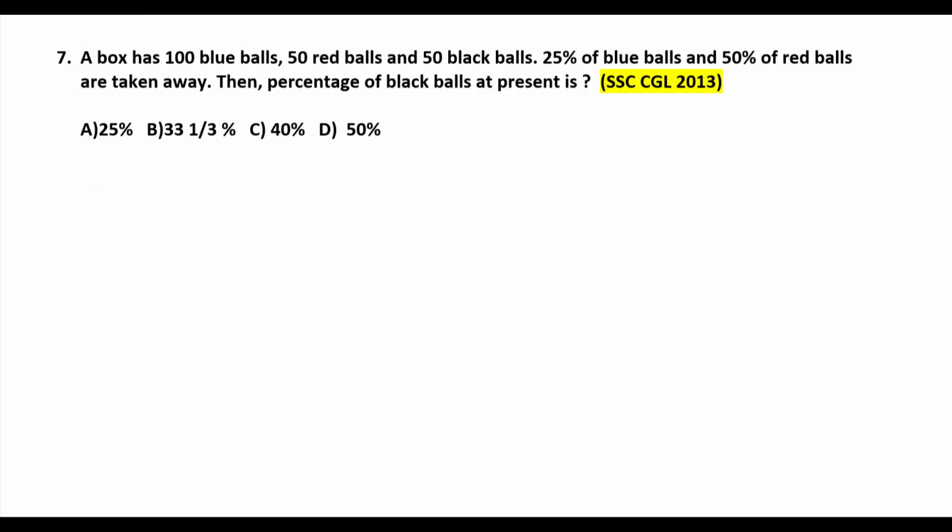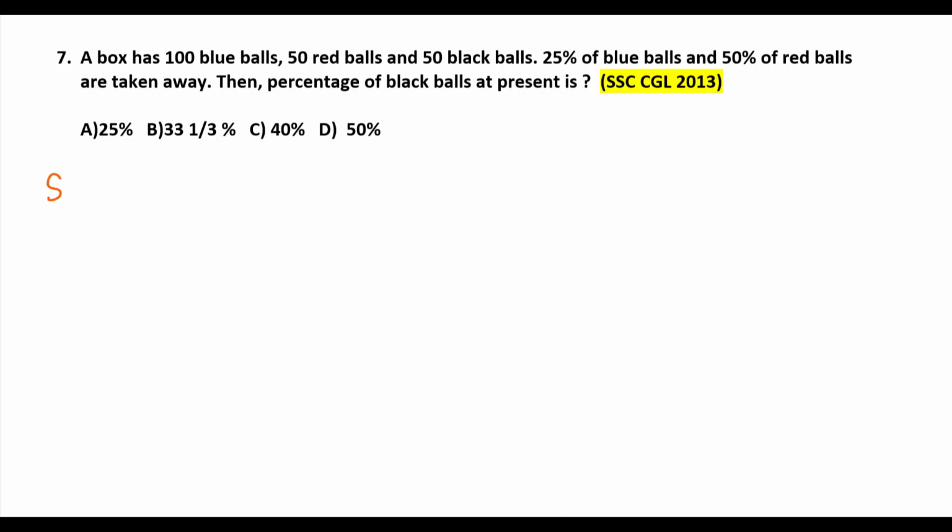Seventh question: a box has 100 blue balls, 50 red balls and 50 black balls. 25% of blue balls and 50% of red balls are taken away. Then the percentage of the black balls at present is. This question was given in SSC CGL 2013.